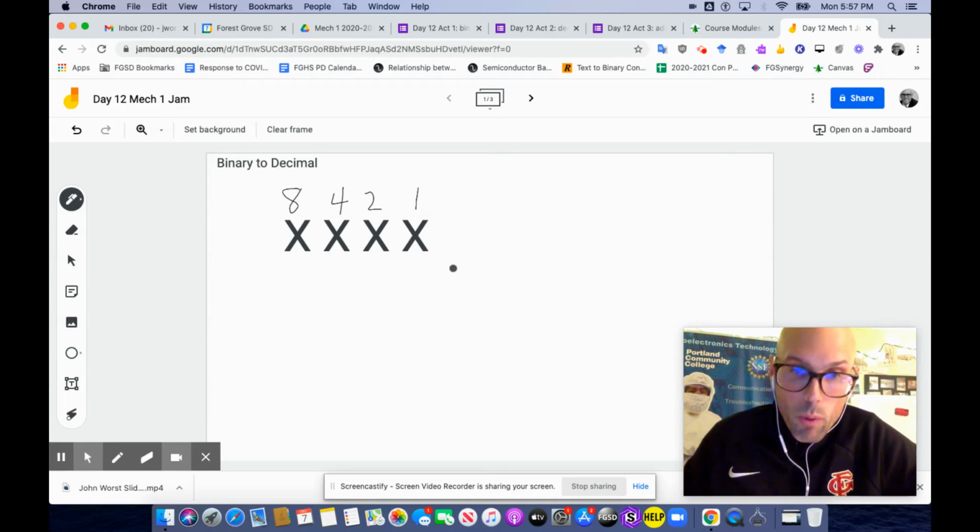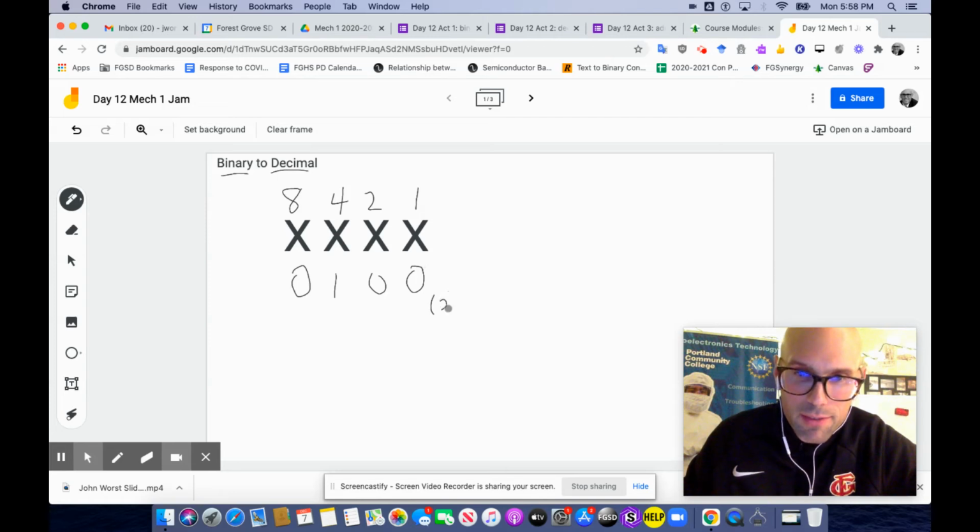Okay, so what we want to do is convert from binary to decimal. Say we're given the binary number 0, 1, 0, 0. The way you sometimes tell that it's in binary is they'll have base 2, so in parentheses a 2 as a subscript. What would that be in base 10? Normal human counting, base 10.